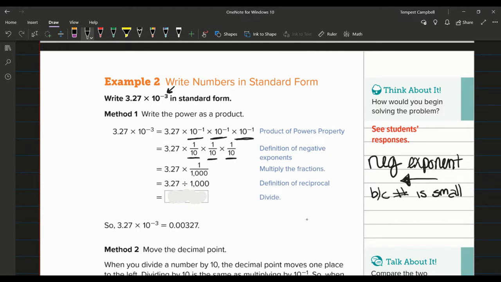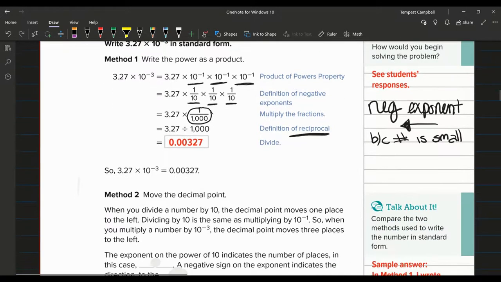We multiply straight across. 1 times 1 is 1. 10 times 10 is 100 times 10 gets us 1,000. So we take this decimal, and instead of multiplying by this fraction, we can also divide by 1,000. So we look at the definition of a reciprocal, and we should get 0.00327.